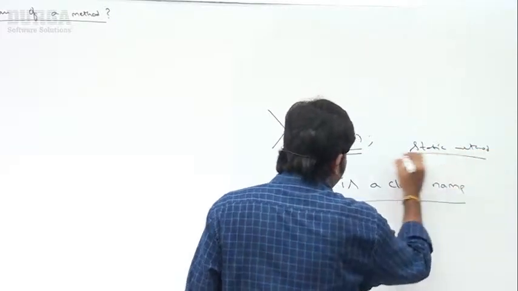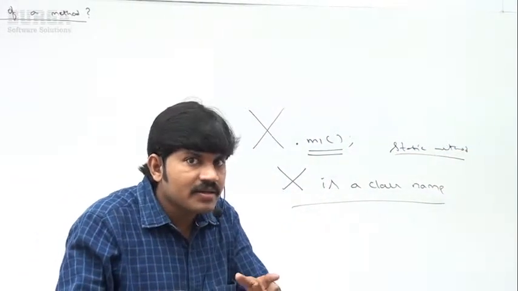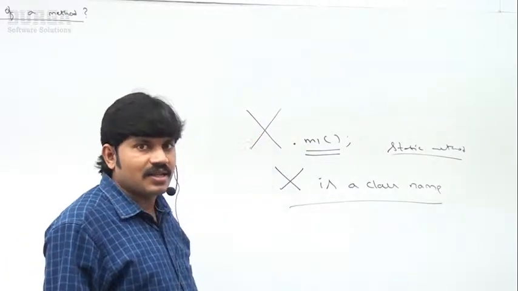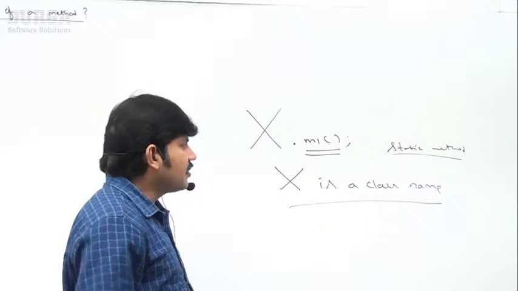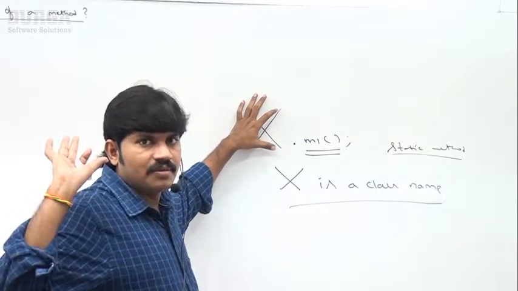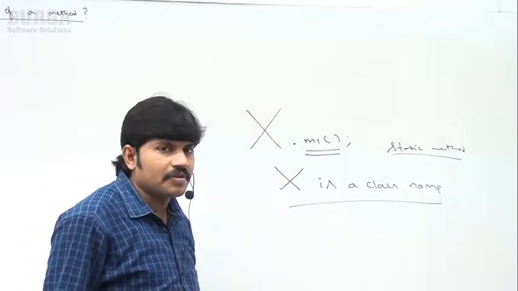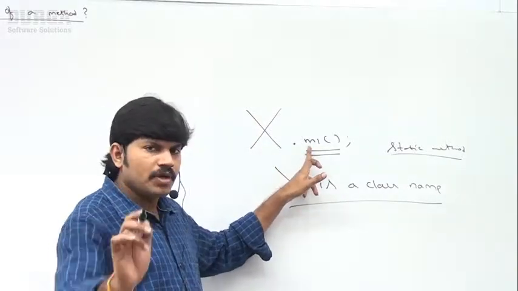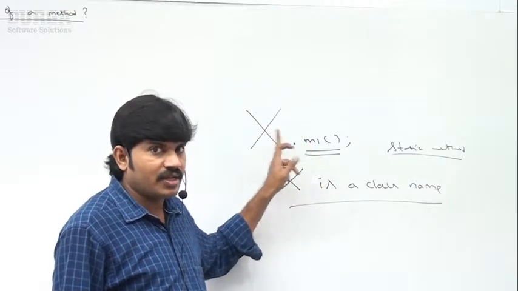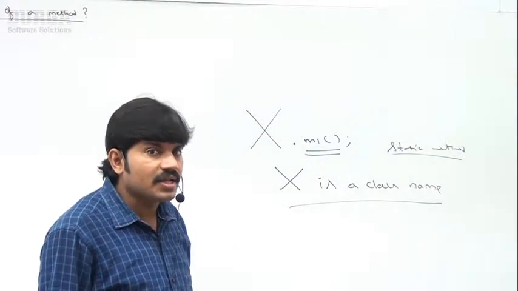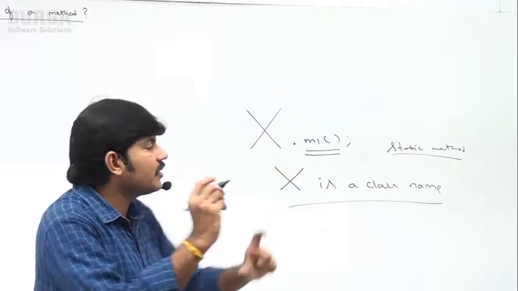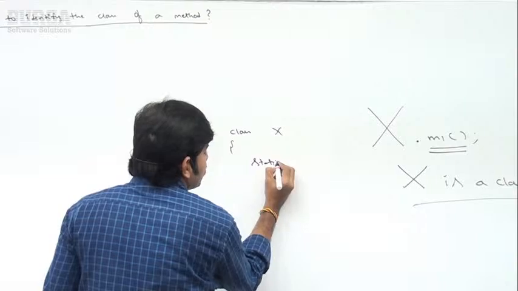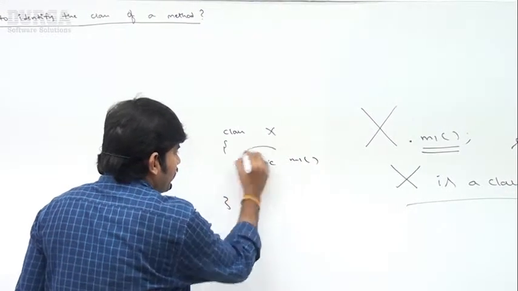Now my doubt is, this static method is coming from which class? You are calling which class name? X class name. That's why this m1 method is coming from class X. If you call like this, the JVM will immediately check: you are calling m1 on X, X is a class name, so inside class X the m1 method will be there. That m1 method will be executed.